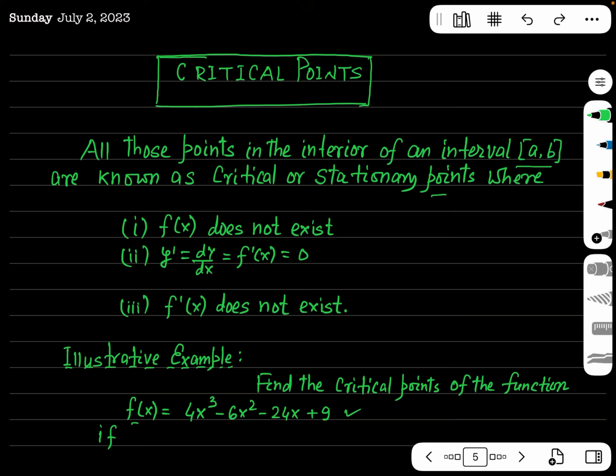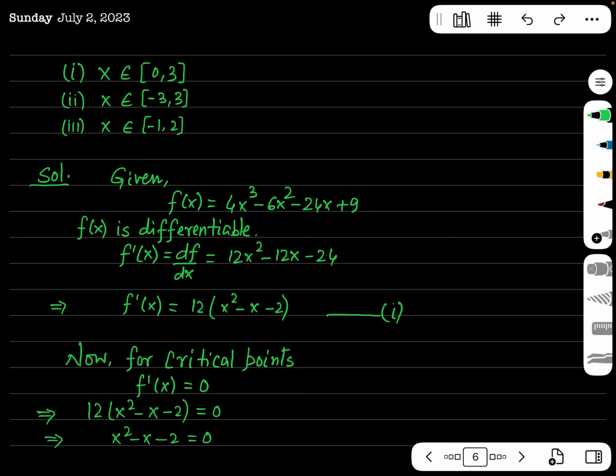This is actually the equation of a curve, you can see. And what are the intervals in which we have to obtain the critical points? It is mentioned in this example. The first one is you have to find the critical points when x belongs to the interval 0, 3. Another is x belongs to the interval minus 3, 3. And the third one is x belongs to the interval minus 1, 2.